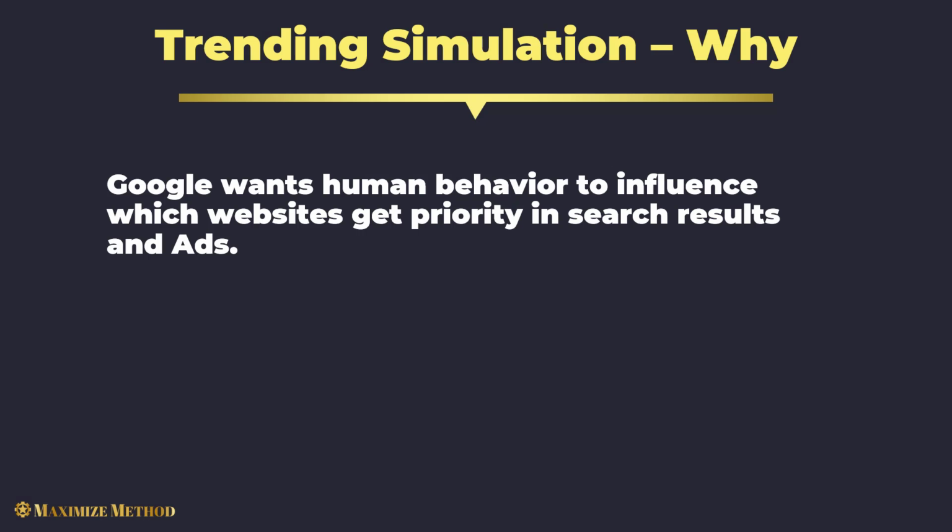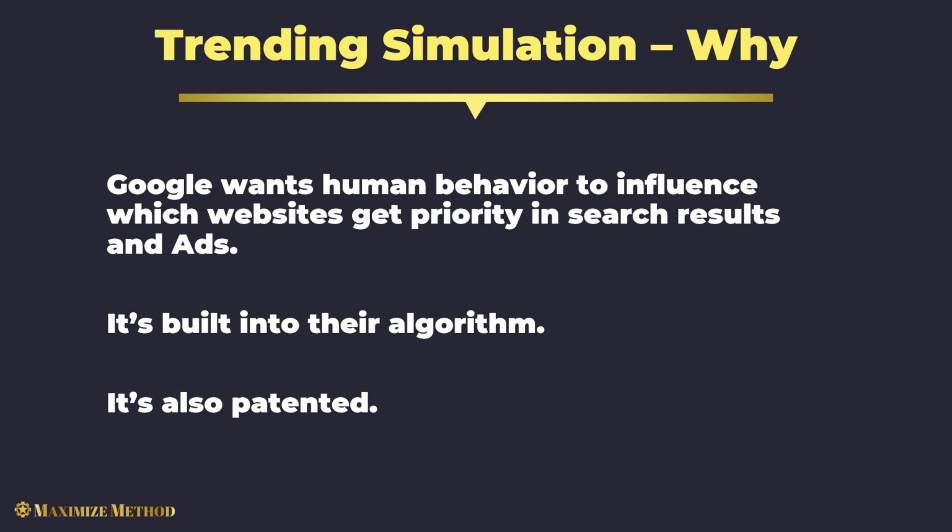It stays. So why does this trending simulation work? Well, Google is the best search engine in the world because it puts human behavior at the heart of what it does. It wants human behavior to influence which websites get priority in search results and in the ads. And they focus on user experience. This is built into their algorithm, and it's also patented. I'm going to show you that in a second.